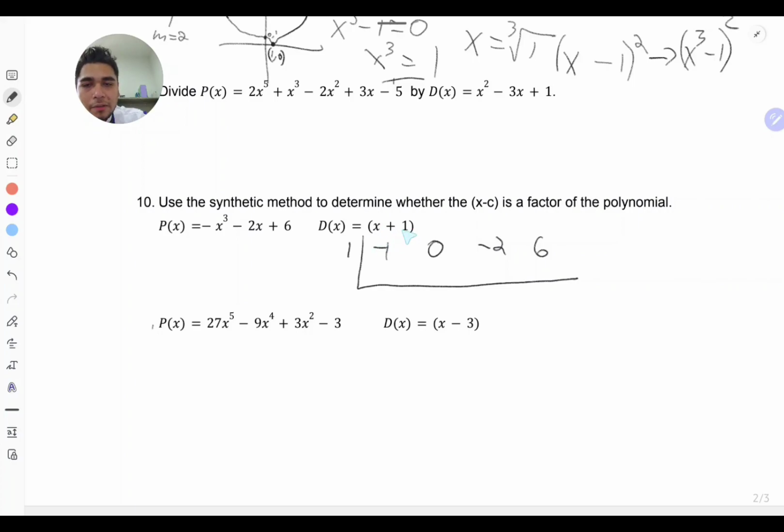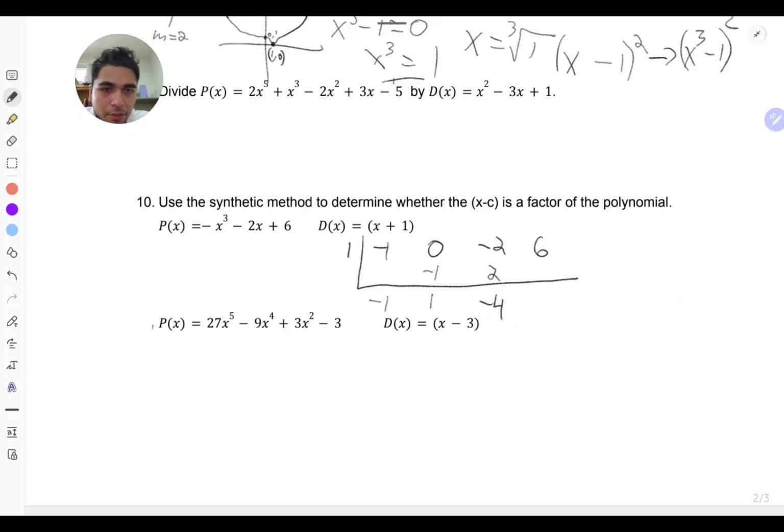And of course, our divisor, like I said, here is 1, so we have the 1 on the outside. How do we do this? Well, just bring down the first number. The first number is going to be negative 1. Negative 1 times 1 is equal to negative 1. Okay, so 0 minus negative 1, that is just equal to 1. 1 times 1 is equal to 1. Negative 2 minus 1, sorry, negative 2 minus 2 is just negative 4.